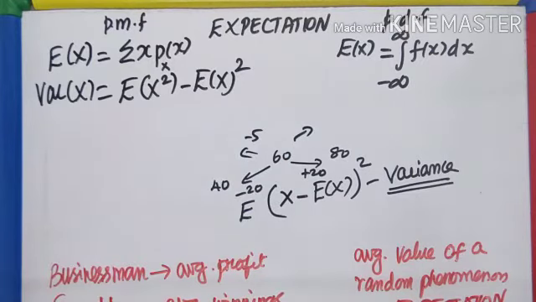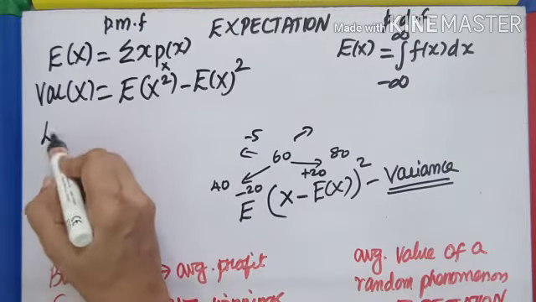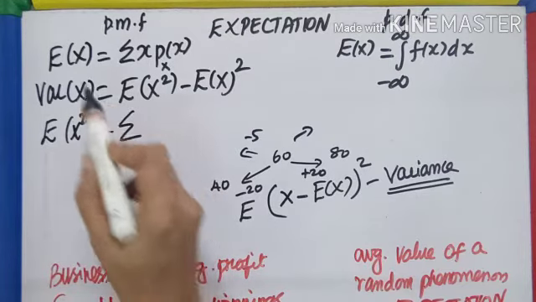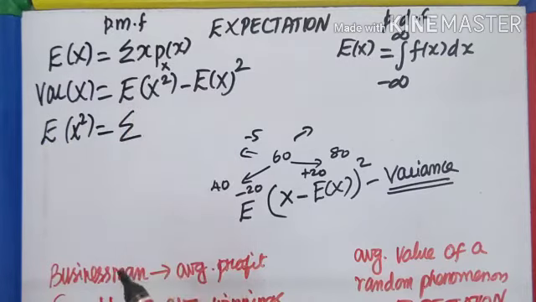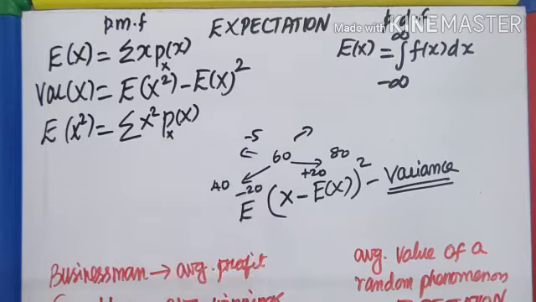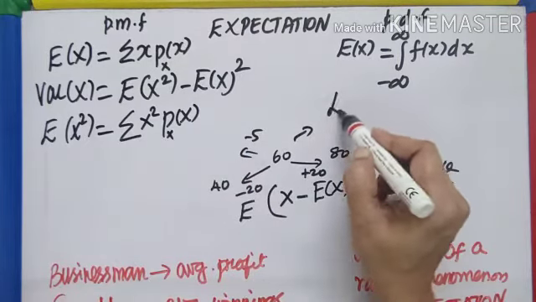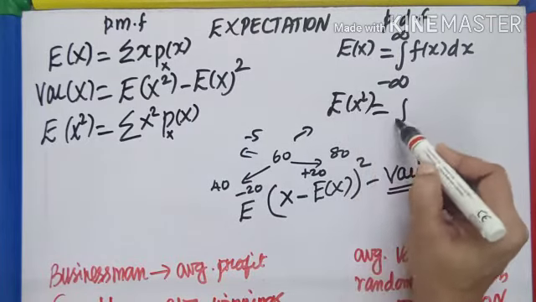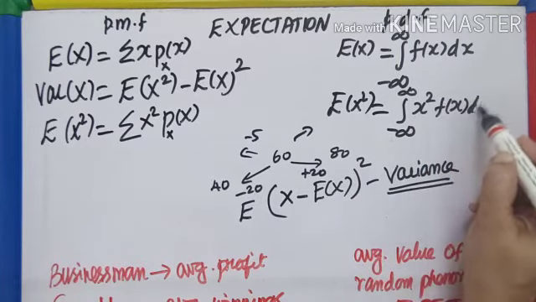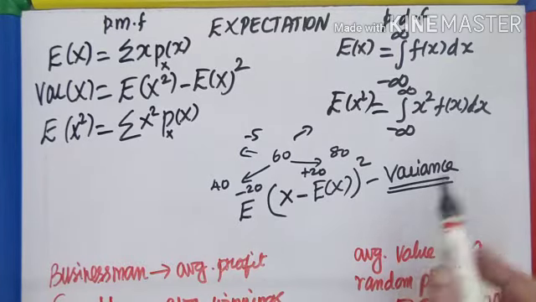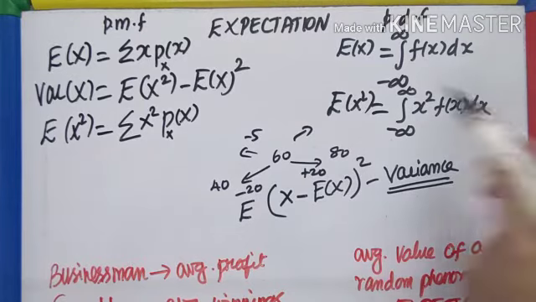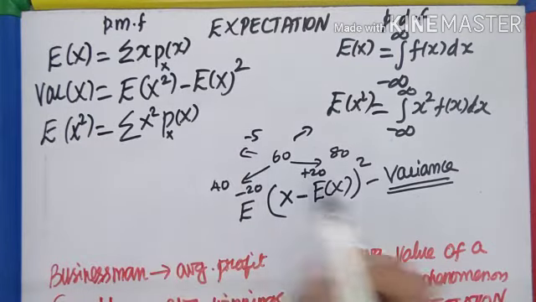Now the question is how to find this E of X square. E of X square is the same idea, sigma. X implies x into p of x; X square implies x square into p of x. The same thing over here: E of X square is the integral from minus infinity to infinity of x square f of x dx. Once I know E of X and E of X square, I substitute in the variance of X formula and arrive at it.